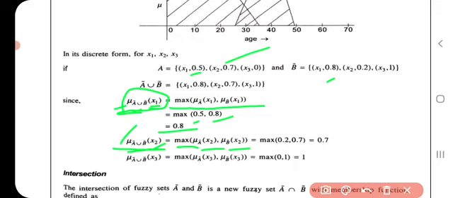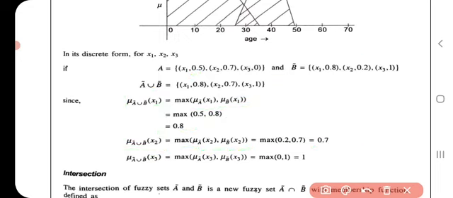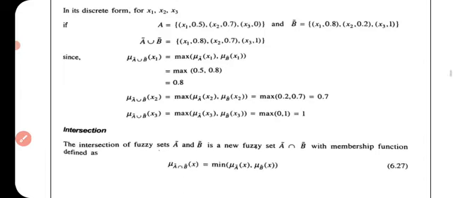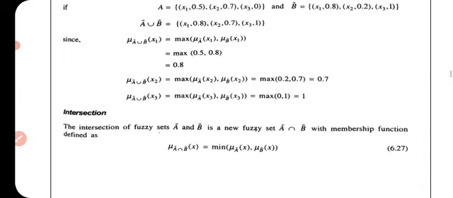For mu a x2 is 0.7, for mu b x2 is 0.2, so the maximum value is 0.7. Similarly, the membership function of A union B at x3 means the maximum value of mu a x3 and mu b x3. For mu a x3 the value is 0, for mu b x3 it is 1. What is the maximum value? 1. So this is how the union operator works, maximum, right?